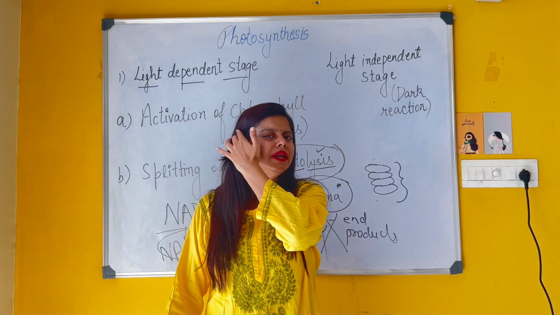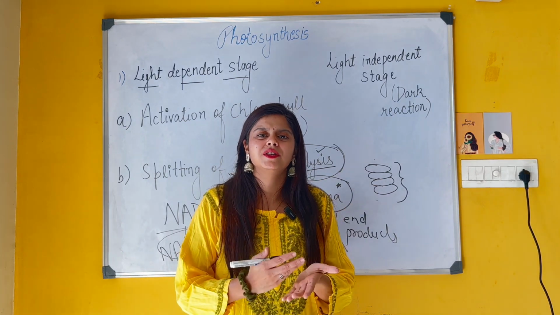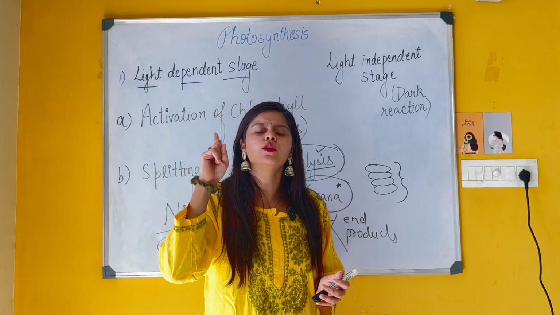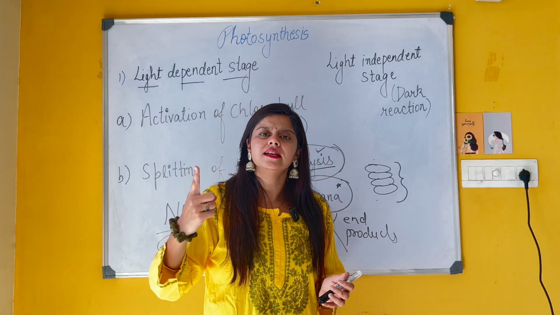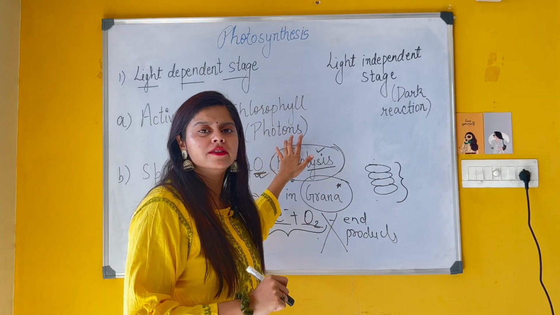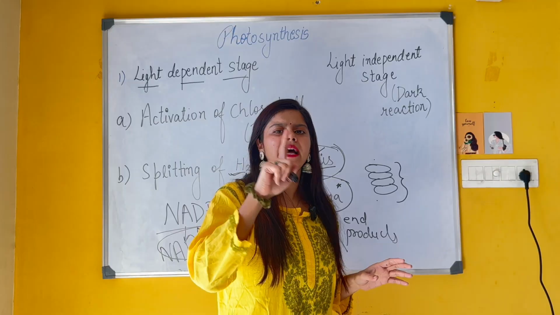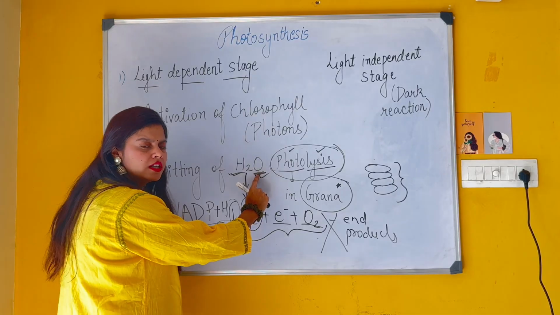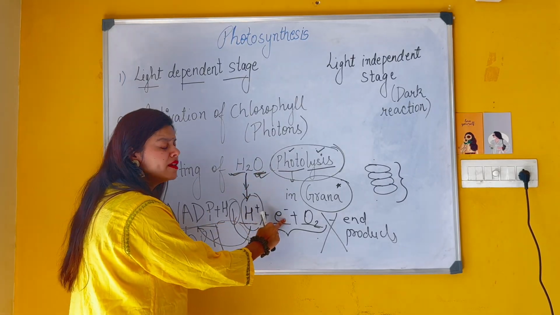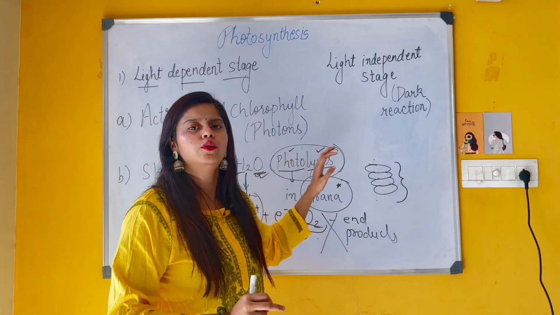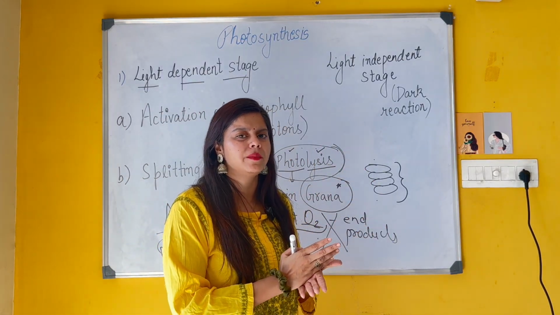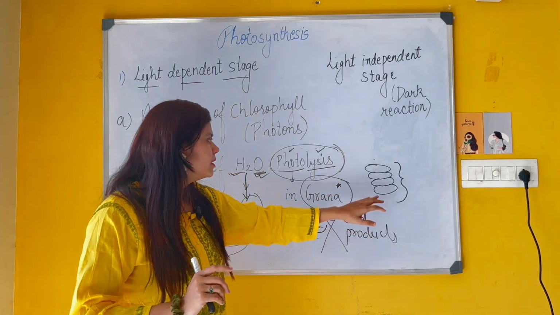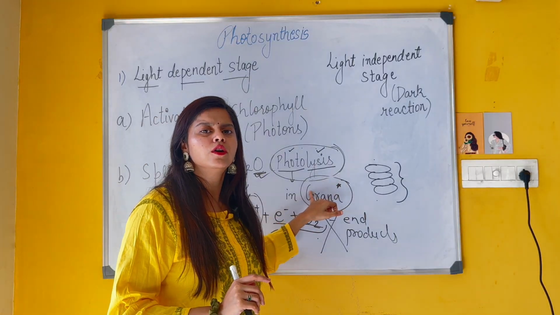So what happened in the light dependent stage? Light dependent, as the name suggests, depends on sunlight. There are two stages. In the first stage, chlorophyll will be activated. How will chlorophyll be activated? By trapping the photons, light energy. And this trapped light energy will break down water in the next step. So breakdown of water to give H plus ions, electrons and oxygen is called photolysis. Lysis means breakdown, photo means in the presence of sunlight. Where is photolysis happening? What is the location of photolysis? In the grana of chloroplast.